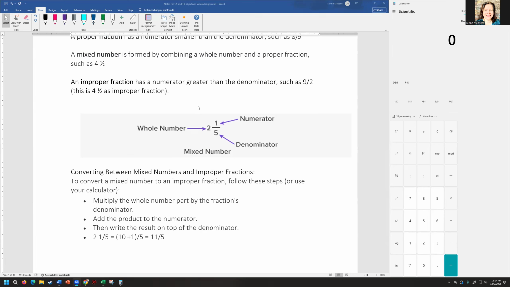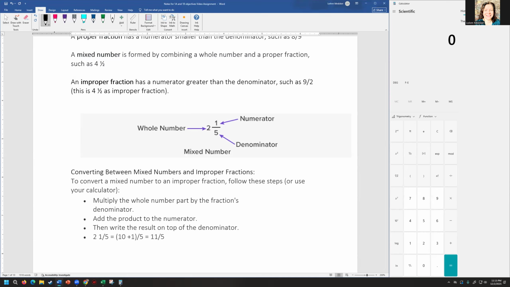dividing with fractions. So if you have a mixed number, notice I have 2 1/5. I have all the parts labeled here. We have our whole number is a 2, our numerator is a 1, and our denominator is a 5. So these are the naming systems for those positions in that mixed number.